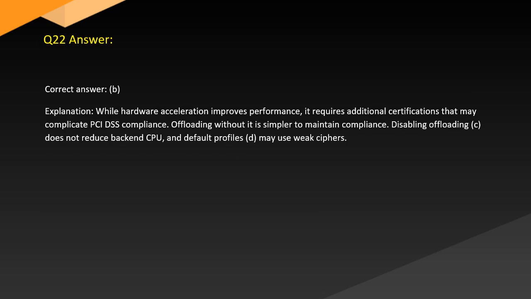Answer. Correct answer: B. Explanation. While hardware acceleration improves performance, it requires additional certifications that may complicate ECESS compliance. Offloading without it is simpler to maintain compliance. Disabling offloading, C, does not reduce backend CPU, and default profiles, D, may use weak ciphers.